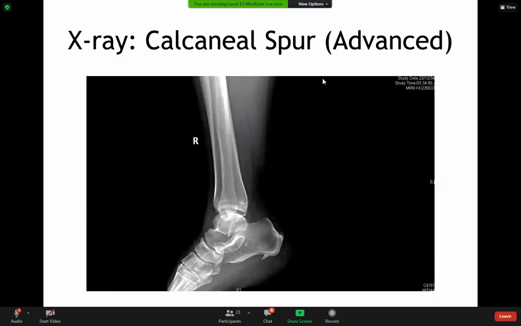So this is an X-ray of an advanced calcaneal spur, and you can see at the bottom of the calcaneus, the bottom of the heel, there is what looks like a thorn, okay? A thorn, or this is what we call a calcaneal spur.